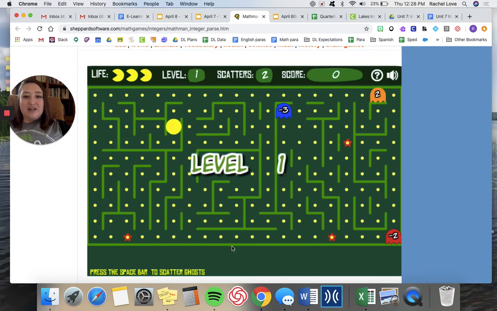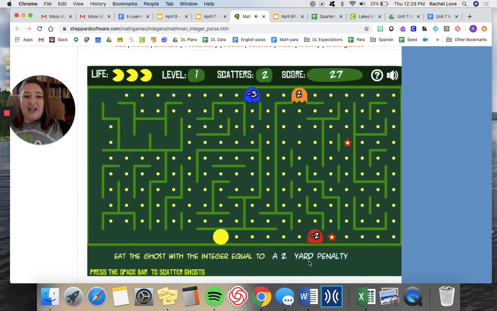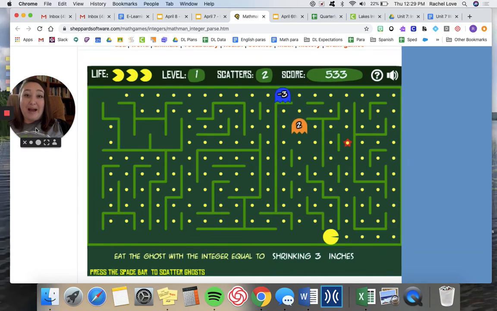So you guys get the joy of watching me play my first round. So I look here at the bottom, eat the ghost with the integer equal to a 2-yard penalty. And we know a penalty means that it's a loss of 2 yards. So I'm going to look for negative 2. So I'm going to move my little Pac-Man to eat the negative 2, which I can see is down on the bottom here. Now when I eat the stars, it freezes them, so it makes it a little easier. You want to make sure you eat the correct Pac-Man ghost, otherwise you lose a life. And each round it does get a little bit tougher. So good luck on your Math Pac-Man today with your positive and negative integers.